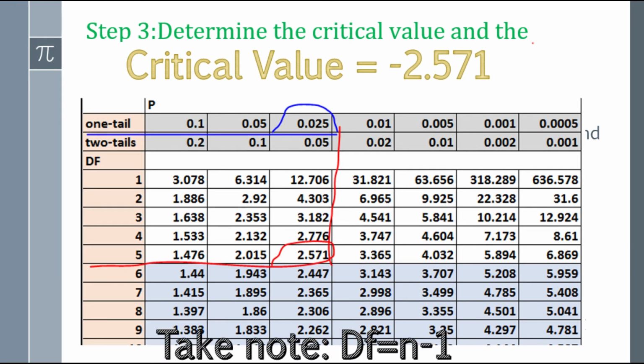So, madali lang yan. Yung sample minus mo ng 1. So, we have 6 dun sa problem. Sample natin ay 6. Minus mo ng 1 para mahanap mo yung degree of freedom. So, 5. So, gagamitin natin na critical value dito ay 2.571. At dahil ito ay left-tailed, negative siya.